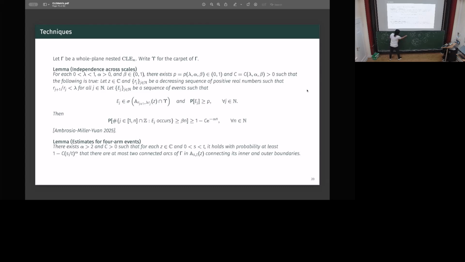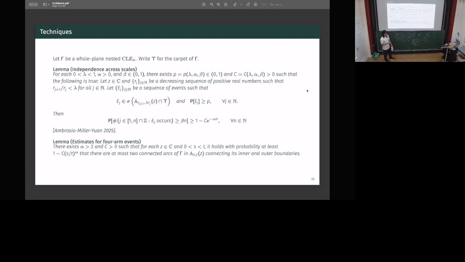The four-arm event: if you consider an annulus and a CLE, there will be almost surely only finitely many arcs of CLE loops that cross between the inner and outer boundaries. If this looks like this, we call it the four-arm event. The probability of this four-arm event, when the ratio of the radii is epsilon to 1, is up to a constant bounded by epsilon to some alpha.